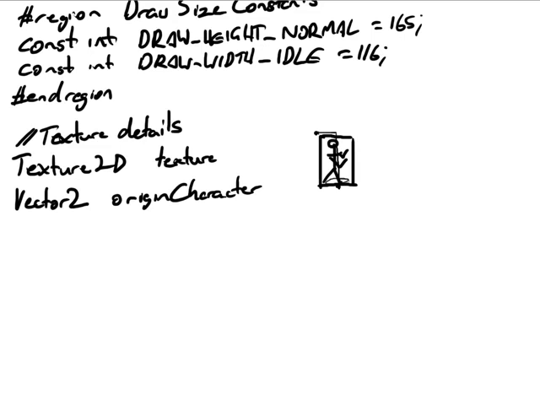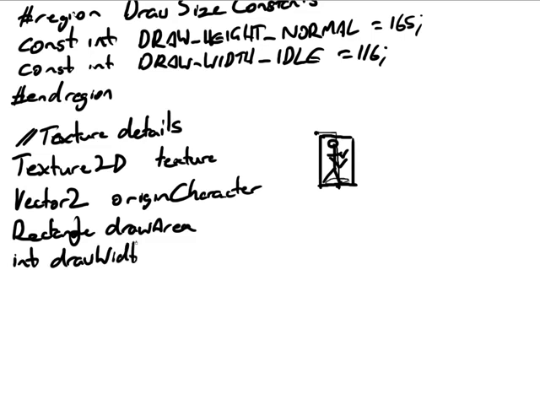What else are we going to need for our texture details? Well, we need to know our draw area, so Rectangle draw area, and we need a way to define our draw area every single frame if we need to, which we do. So we'll put int draw width and int draw height. We'll need to have an int for frame x and int frame y.